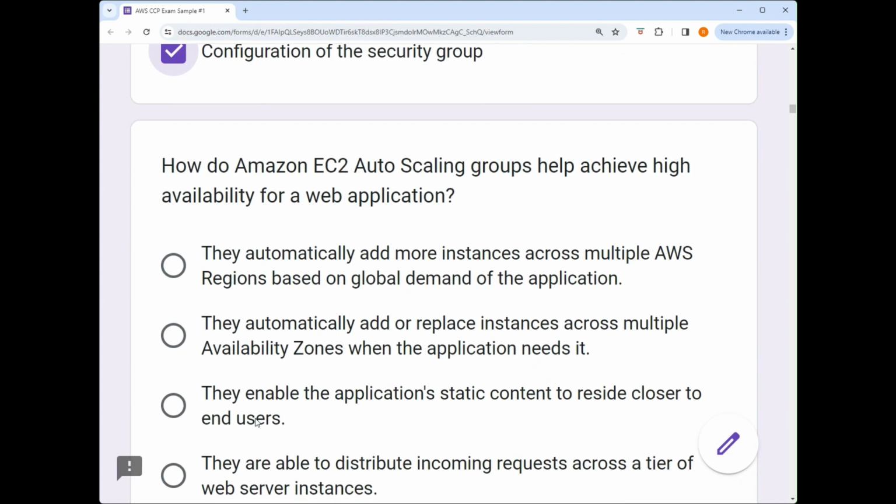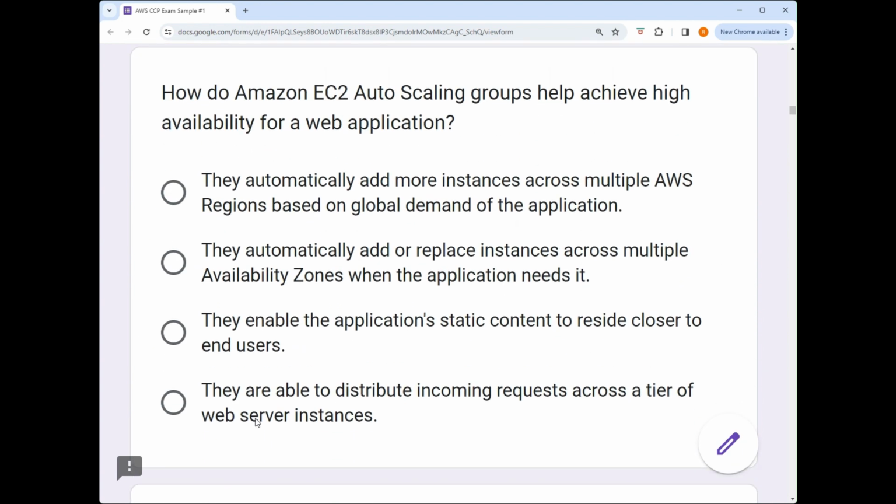How do Amazon EC2 auto-scaling groups help achieve high availability for a web application? They automatically add more instances across multiple AWS regions based on global demand of the application. They automatically add or replace instances across multiple availability zones when the application needs it. They enable the application's static content to reside closer to end users. They are able to distribute incoming requests across a tier of web server instances. Correct answer: They automatically add or replace instances across multiple availability zones when the application needs it.